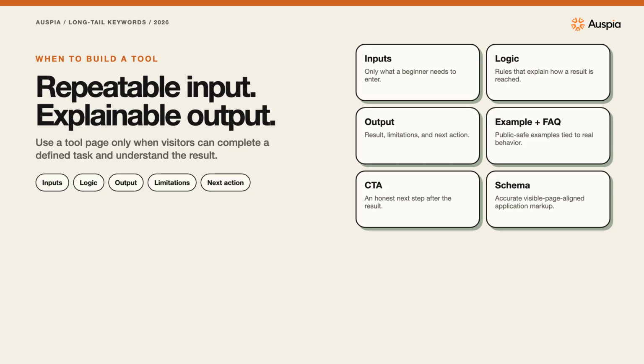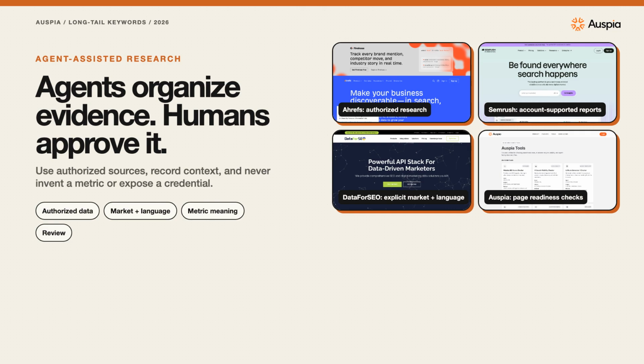First, a beginner must be able to enter meaningful inputs without specialist help. Second, the same rules must produce a useful result repeatedly. Third, the result must explain its assumptions or limitations in plain language. And fourth, the visitor needs a sensible next step after getting the result. If the answer needs long explanation or subjective judgment, an article is usually the better first format.